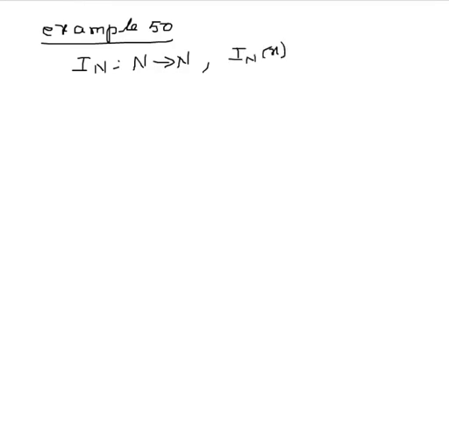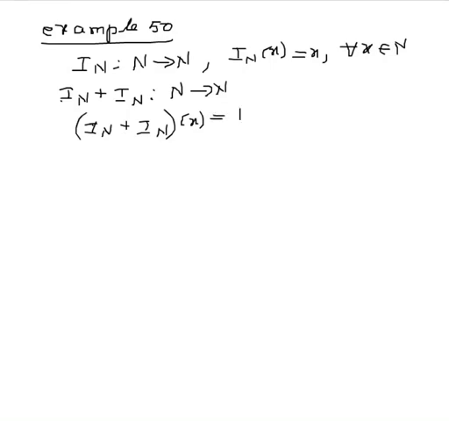Example 50. Consider the identity function I_N from N to N defined as I_N of x equals x for every x belonging to N. Show that although I_N is onto, I_N plus I_N from N to N, defined as (I_N plus I_N) of x equals I_N of x plus I_N of x, which is equal to x plus x, 2x, is not onto.